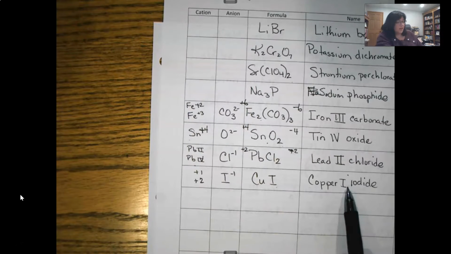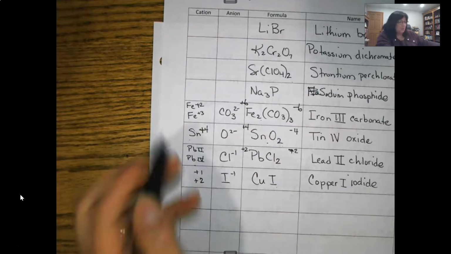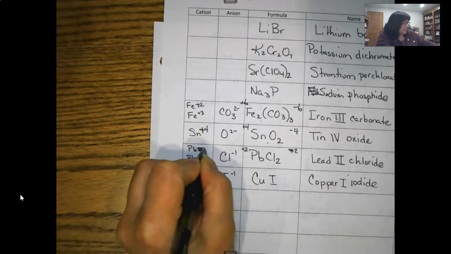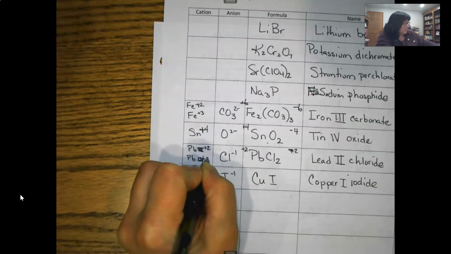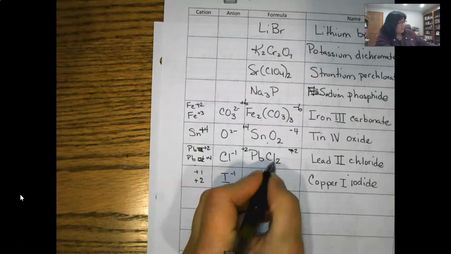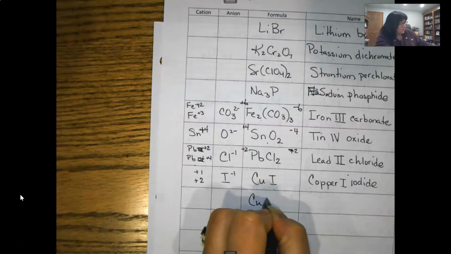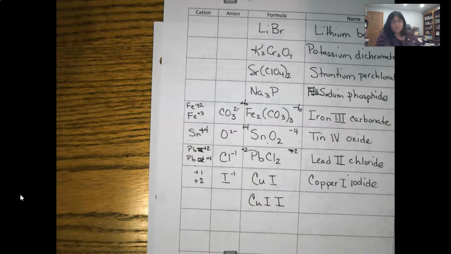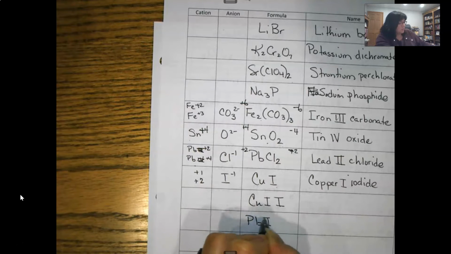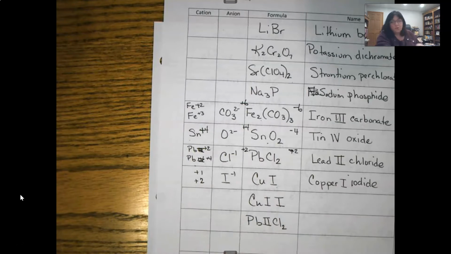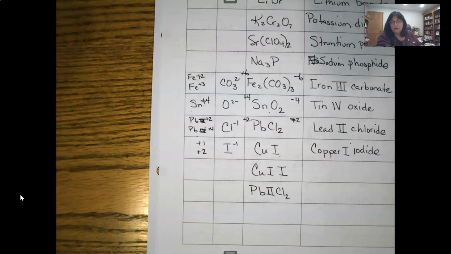Roman numerals in the name, not Roman numerals in the formula. I don't know why I did that. +2, +4. Okay? You would never write Cu1 iodide. Well, that would be silly, but you would never write Pb2Cl2. You would never do that. Okay? Please don't do that. All right, so you've got a lot of opportunities to practice. Hopefully this helps get you started.